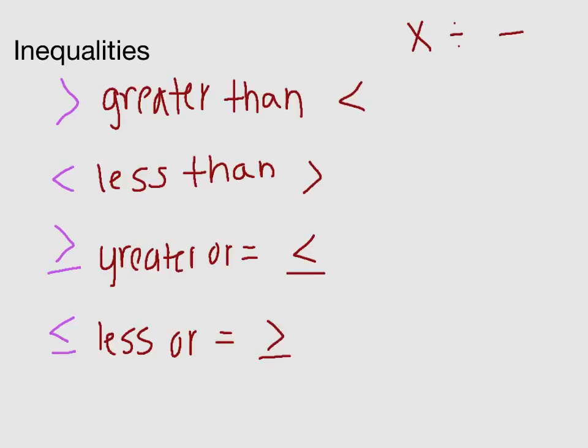Now, once it comes to graphing, we need to decide what my circle will be. If it's greater than or less than, it will always be an open circle because that number is not included. If it is greater than or equal to or less than or equal to, it will be a closed circle because that number is included.